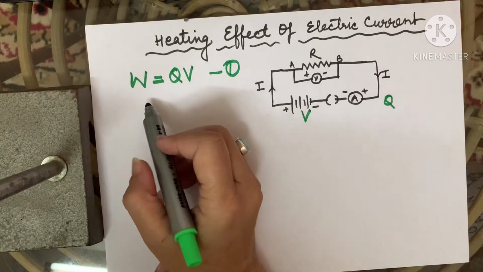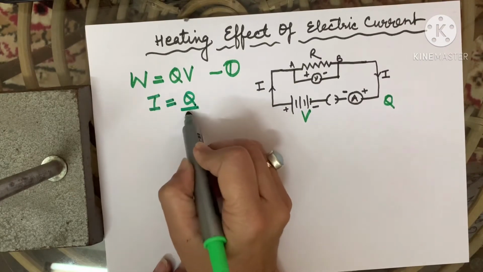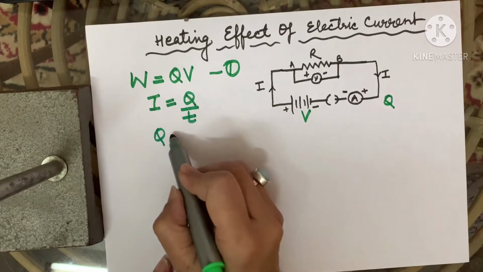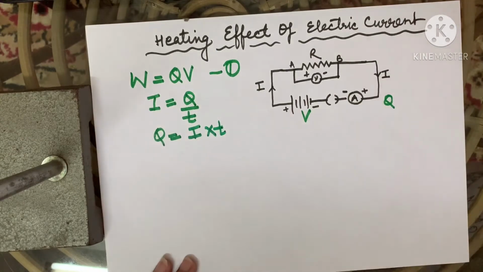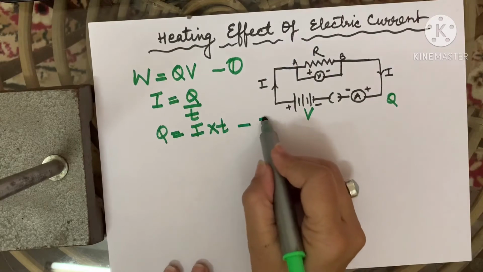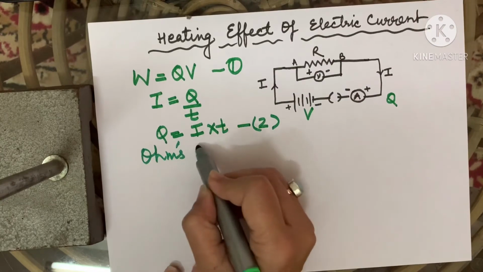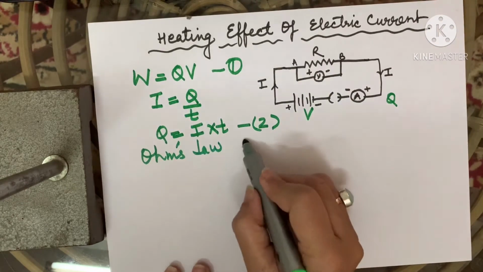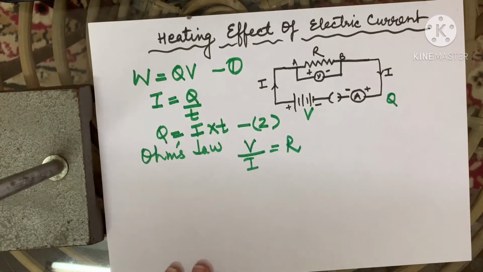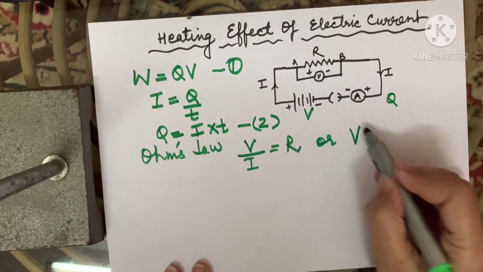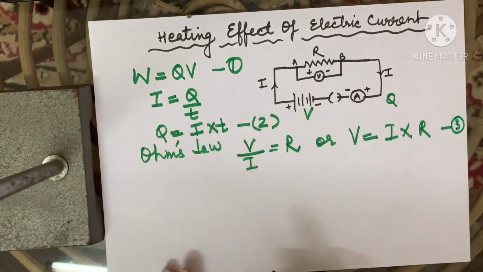Children, you have already studied that the formula of current is I = Q/T. So we can write this as Q = I × T. Let this be equation 2. Now, as per Ohm's law, we all know that V/I = R. So we can write V = I × R. Let it be equation number 3.